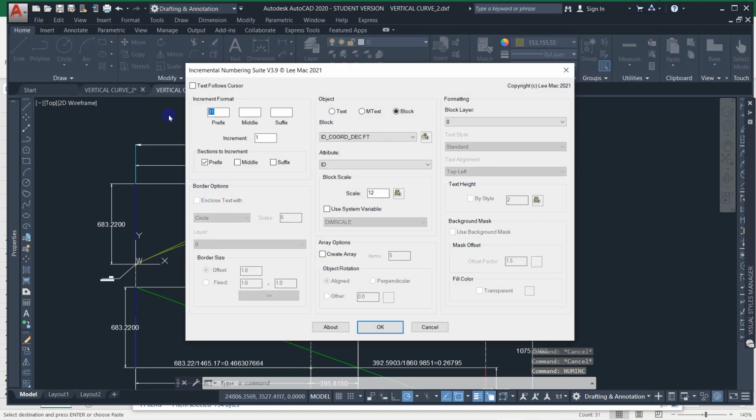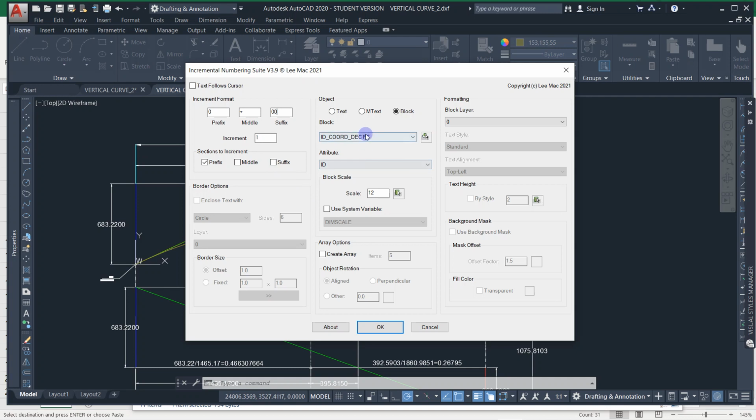All right, I'm going to come up with this thing. So I'm going to start at 0, right? That's our station 1. Increment of 1, and then we could do a plus 0, 0. That's all our stations, right? I could add that. I'm not sure how to add that. And then uncheck text follows cursor. Sections to increment prefix, right? That's it. And then middle.